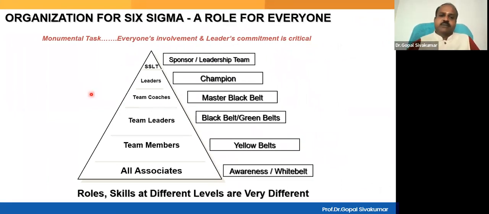There are different belt levels: white belt, yellow belt, black belt, master black belt, champion, and sponsor. White belt means an awareness training, like what we are having today.